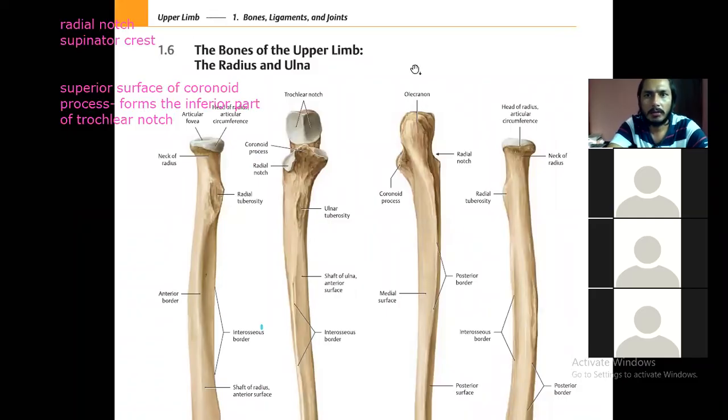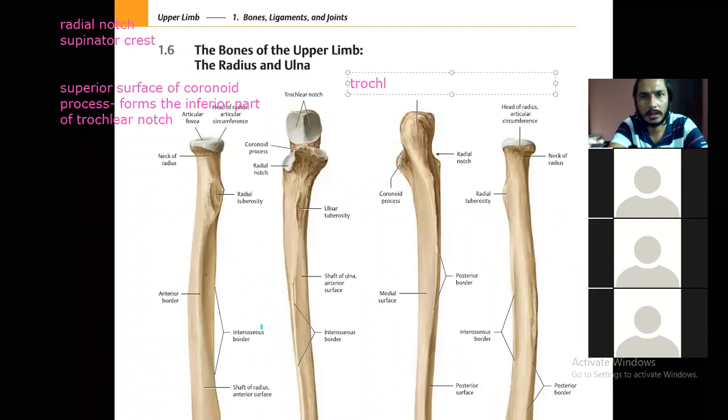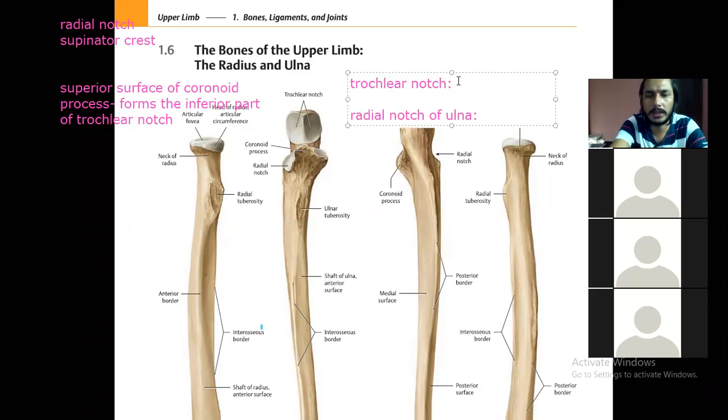Now we'll go for the next, the remaining features in the upper end. We have seen the two processes. Now we'll go for the two notches, that is the trochlear notch and the radial notch. You also know how the trochlear notch is formed, and the other feature you will see here is the ulnar tuberosity.